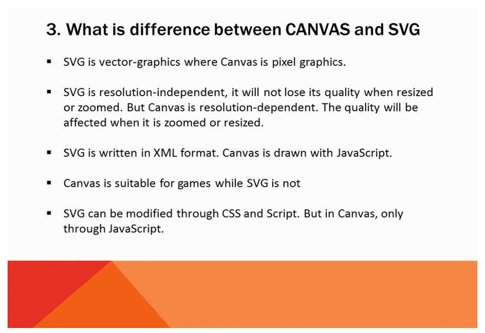SVG is written in XML format, but CANVAS is drawn by using JavaScript. CANVAS is suitable for games, while SVG is not. SVG can be modified through CSS and script, but CANVAS only through JavaScript.